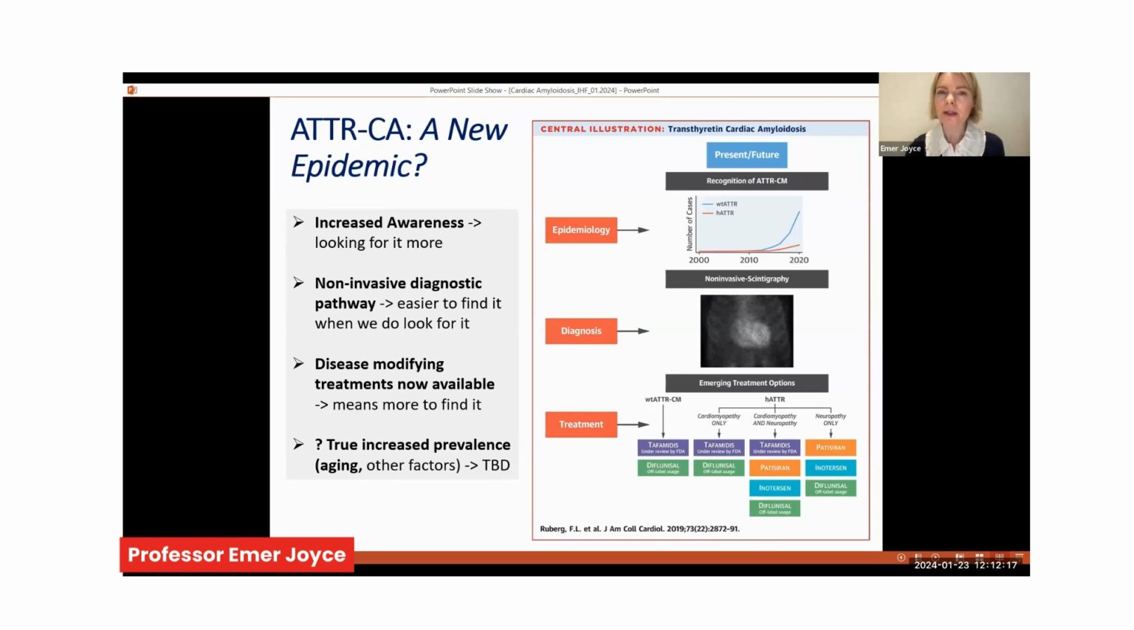Is there a true increased prevalence of the wild type? You'll see here the wild type is the one in blue, and it's really shot up in terms of numbers of cases.